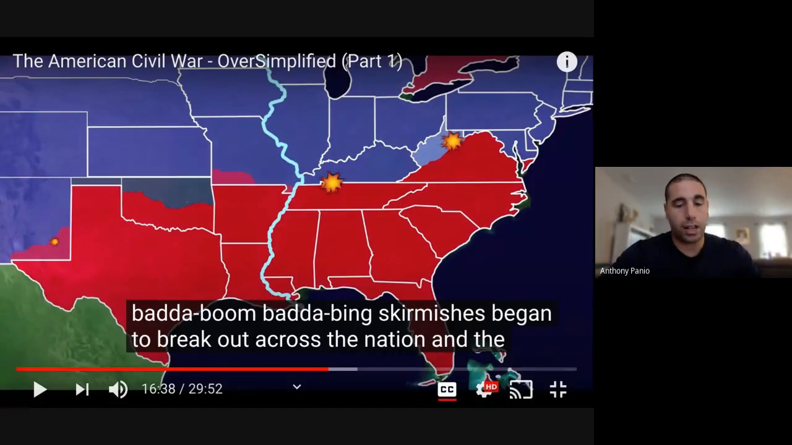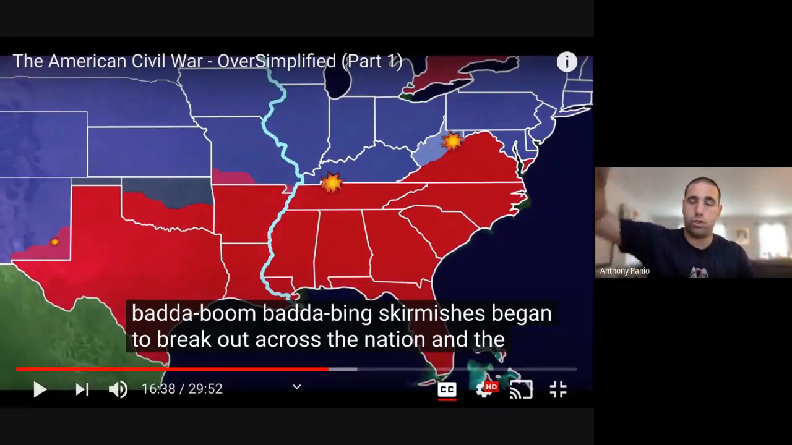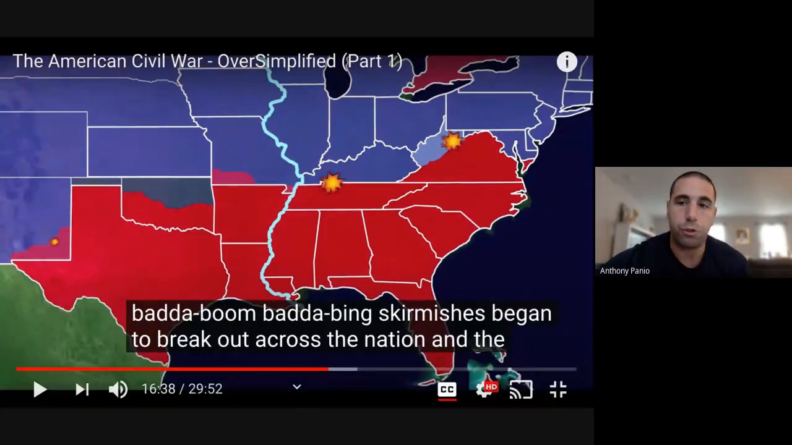So the Anaconda Plan was to put a naval blockade around the South so they couldn't get any supplies from other countries, which is a pretty good idea. All right, so you saw how an anaconda kind of looked. It stops the South from getting any supplies there. This was the North strategy. This way they could focus on fighting them on the mainland, though it does not get off to a good start.